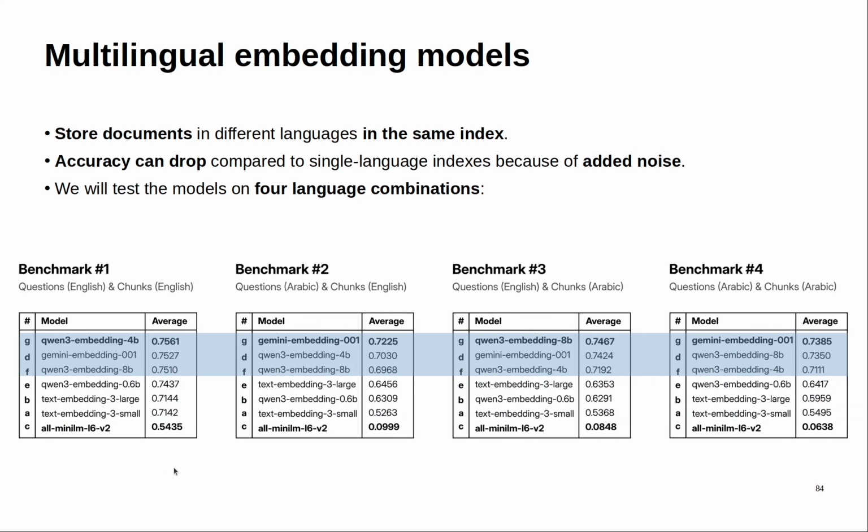The stars of the show are Gemini and the Qwen 3 4 billion and 8 billion models. I really love these models, and sometimes you can see that the 4 billion model performs best, sometimes the Gemini model performs better, and sometimes the 8 billion model performs better. In our course, we are not trying to generate a big benchmark like the MTEB leaderboard that I shared with you multiple times in this course.